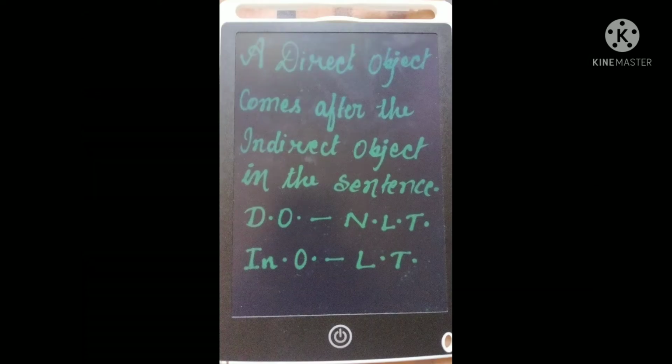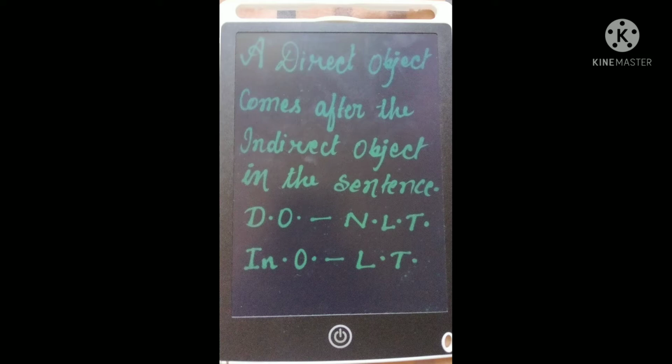In today's video, we are going to learn about direct and indirect objects, which is very important. You can see on the top of your screen, it is written: a direct object comes after the indirect object in the sentence. That means if there are two objects in a sentence, the first object which comes in the sentence will be your indirect object, and the direct object would follow that one.